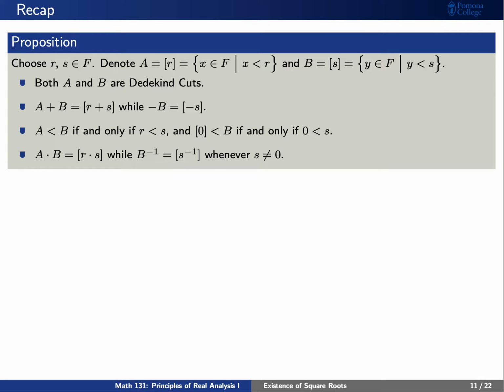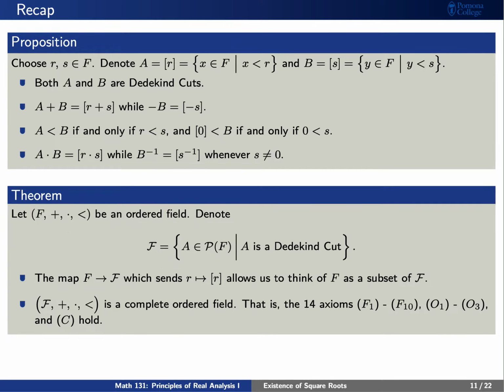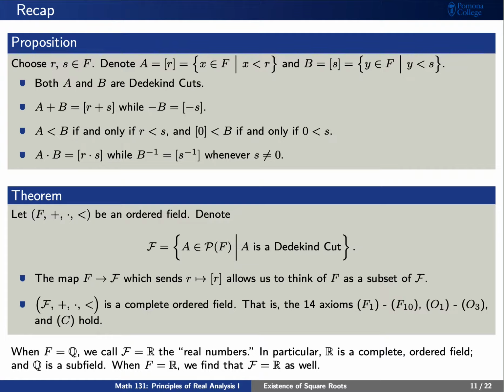We'll say that capital A is less than capital B if and only if R is less than S. A times B is just the elements to the left of R times S. And B inverse is just the set of elements to the left of S inverse, whenever S does not equal 0. Using this property and the previous definitions, we actually see that the collection of Dedekind cuts does form a complete ordered field. When F is equal to Q, then this collection, of course, we call the real numbers, and this is our example of a complete ordered field, in which the rational numbers Q form a subfield.